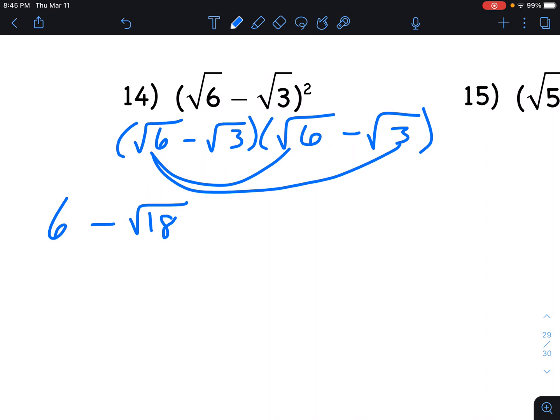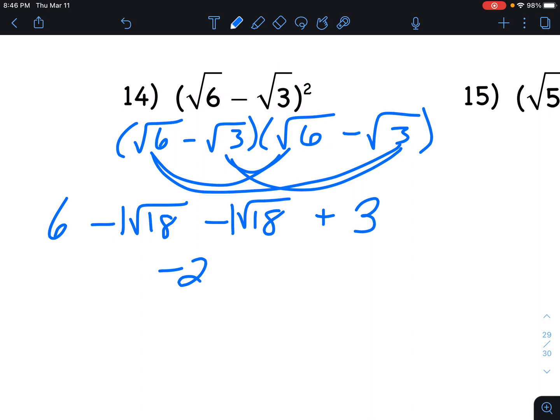Hint for what's coming up next. And then inside, negative times positive is negative. Root 3 times root 6 is root 18. Don't cancel them off. They're both minus. And then the last, negative times a negative is a positive. Root 3 times root 3 is the square root of 9. Square root of 9 is 3. So don't cancel the 18s. It is negative 1 minus 1. That'll be negative 2 times the square root of 18.